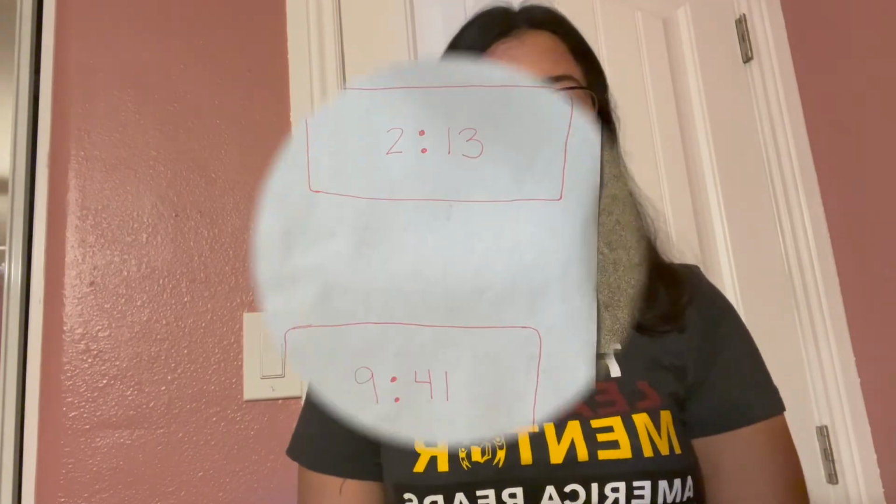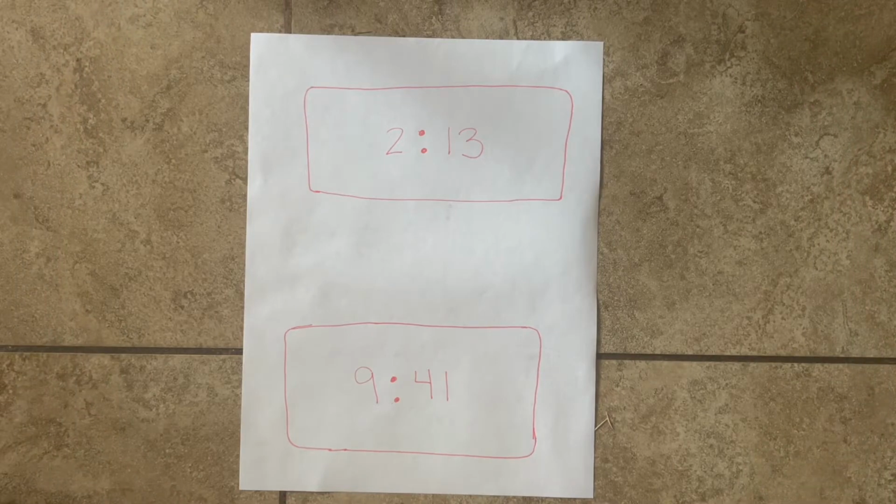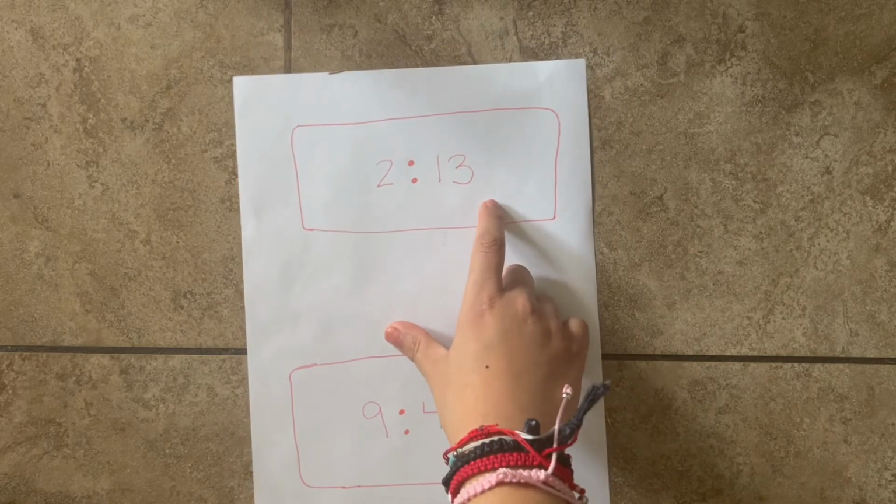My name is Alondra, and in today's activity, we will be learning how to read digital and analog clocks. Let's jump into it. What is a digital clock? A digital clock tells you the hours and minutes using digits, rather than hands like an analog clock does, which we will be looking at later. Here is an example of what a digital clock may look like.